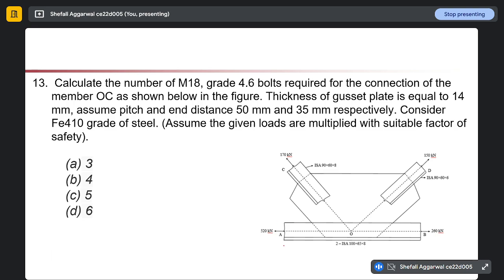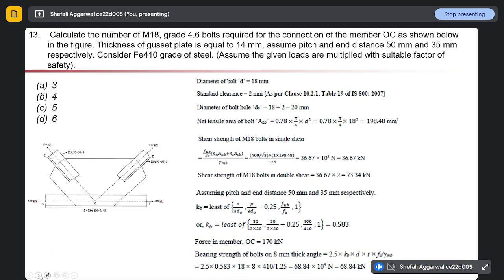So what is given to us? The main member is an ISA 100 by 65 by 8, having a load of 520 kN at one end and 268 kN at the other end. Then we have two angles joined using a gusset plate, where one is ISA 90 by 60 by 8 and the other is 90 by 60 by 6, and the loading is 150 and 170 kN.